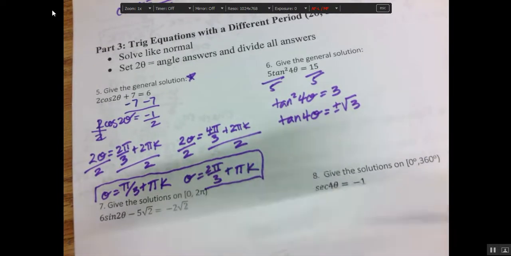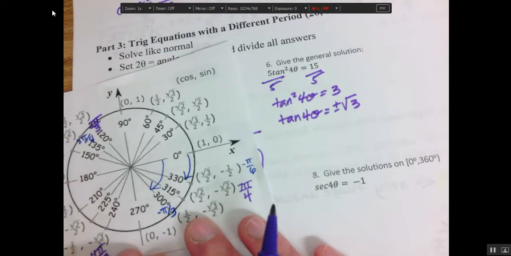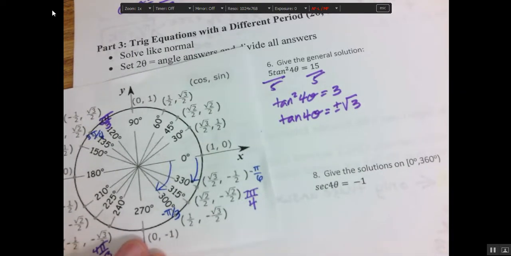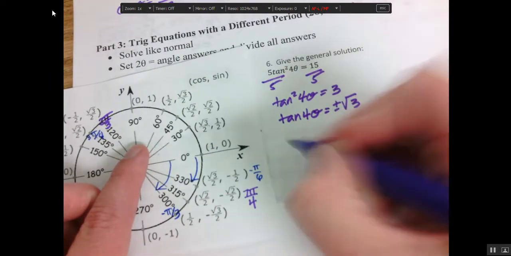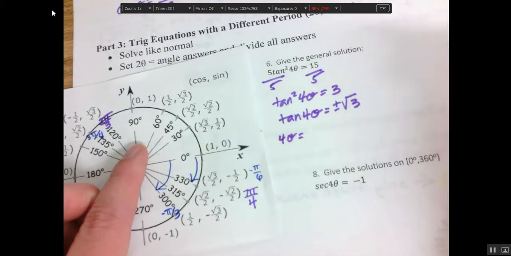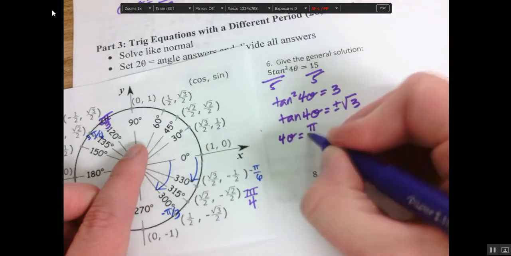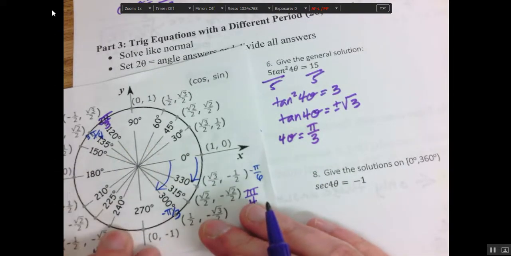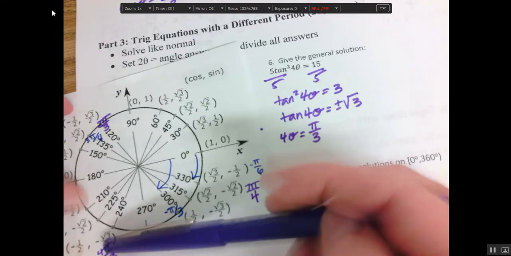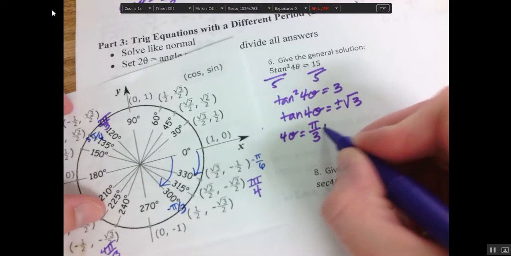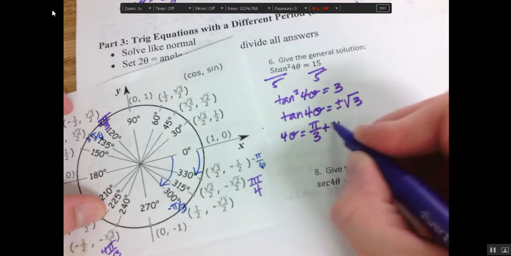All right, anybody know what family of angles has a tangent of root 3? 60 degrees, right, which would be pi over 3. So 4 theta equals pi over 3. And also, of course, the one opposite, which is 4 pi over 3. But we can actually combine those. Remember, pi over 3 and 4 pi over 3 can be combined with a plus pi k.